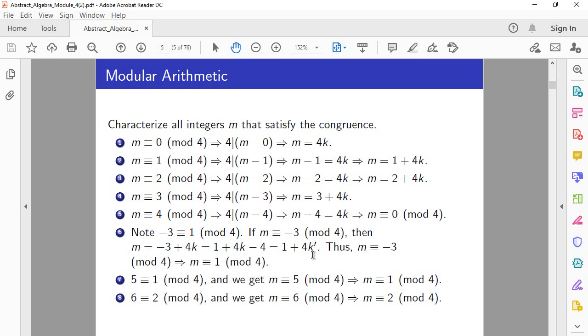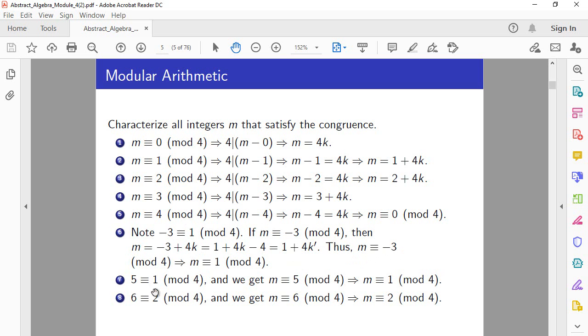So let's write 4k prime. And so we see that this means that this quantity is congruent to 1 mod 4. So we see that if m is congruent to negative 3 mod 4, then m must be congruent to 1 mod 4.